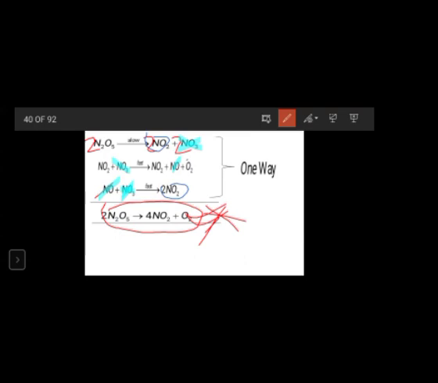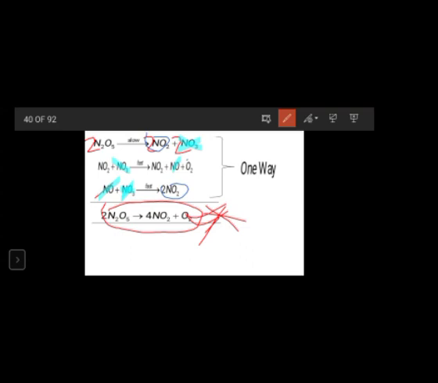And this one is two. So this will be left, two of these. Then four of these, two of these plus two of these, that is four, then plus oxygen. That is how I got this. What did you find out from here?